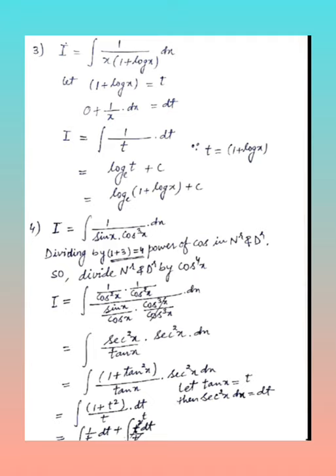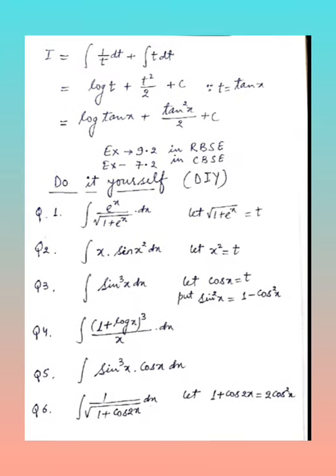Now we assume tan x is equal to t. Its derivative is sec square x. When we replace these values, we get integration of 1 plus t square upon t dt. First of all, we simplify it. Then we get integration of 1 upon t dt plus integration of t dt. When we integrate them, we get I is equal to log t plus t square by 2 plus c. Now we replace the value of t, which is tan x. So our final answer is log tan x plus tan square x by 2 plus c.